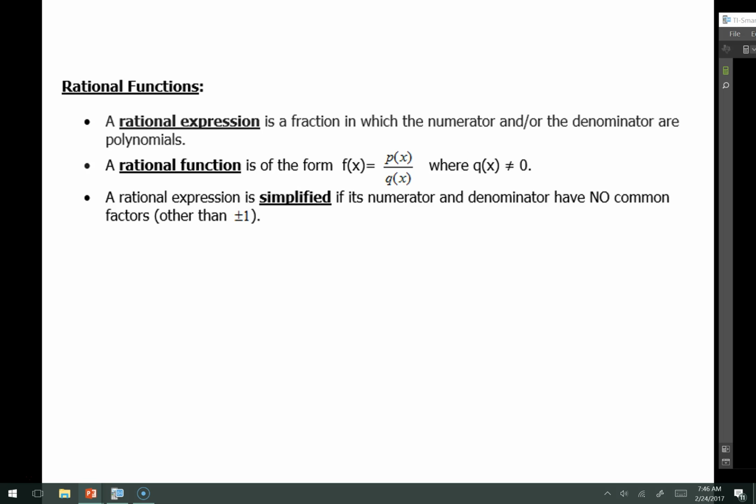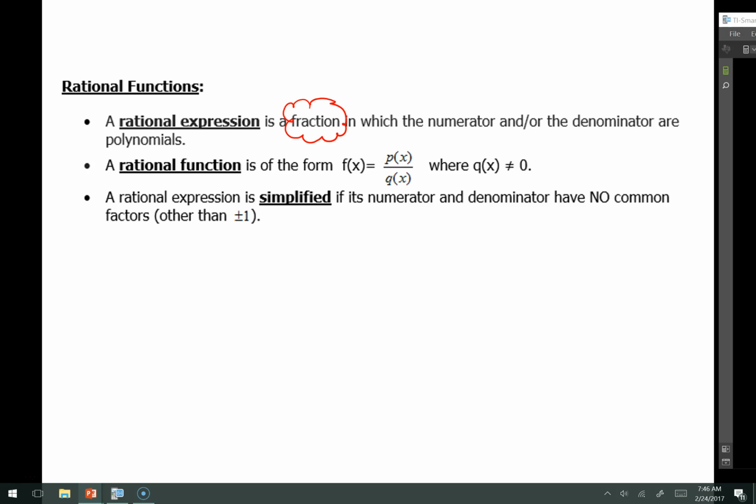So as I said a moment ago, a rational expression is a fraction in which the numerator and or the denominator are polynomials, meaning you're going to have x's, you may have some x squareds, x to the third, that kind of thing. If you have a rational function, it's of the form f of x is equal to p of x over q of x, where p of x can be a polynomial and or q of x can be a polynomial. It is worthy of note that q of x, the denominator, can't equal 0 because then you'd be dividing by 0 and that's undefined.